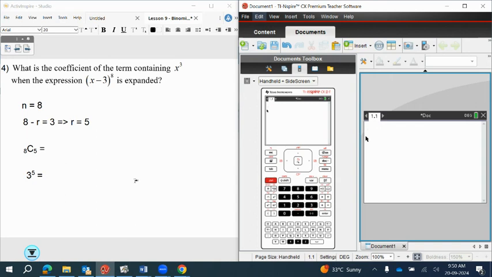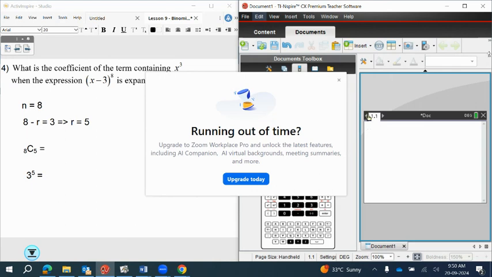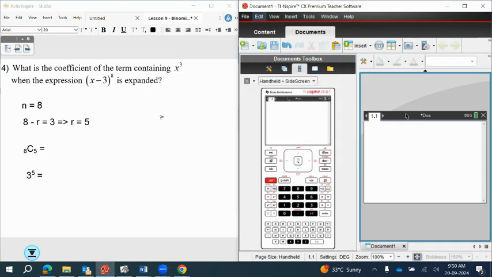Okay, so we've got the term containing x cubed, and we need to find its coefficient. First up, we need to figure out what our r is. We can see that n is going to be 8. We also know that 8 minus r has to equal 3, which implies that r is equal to how much? 5. So we are going to want the combination number 8C5.